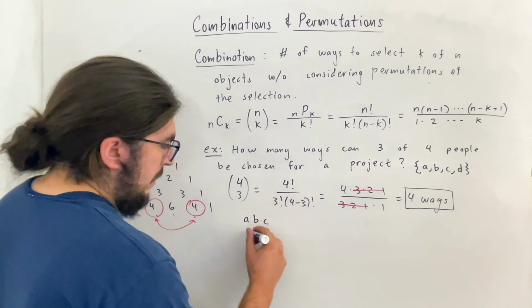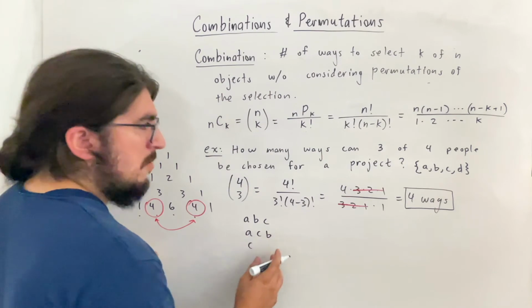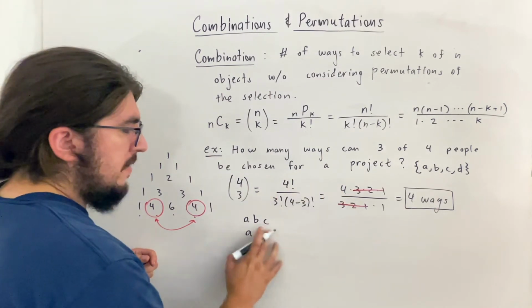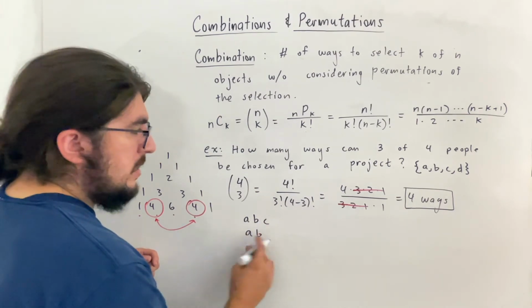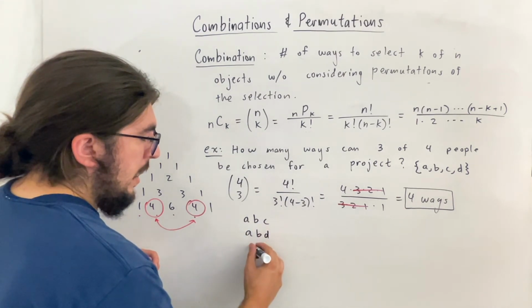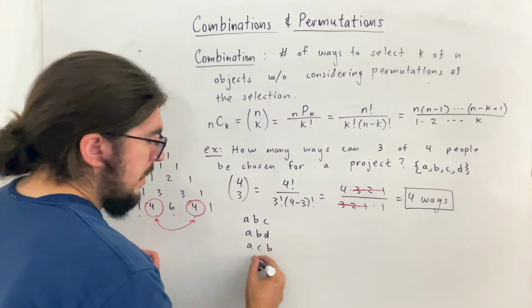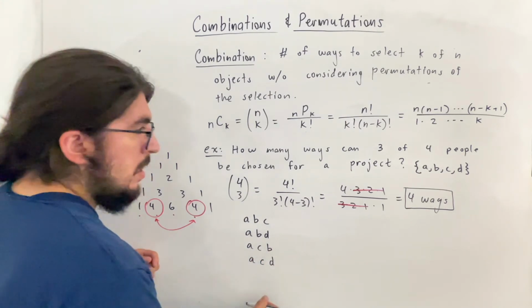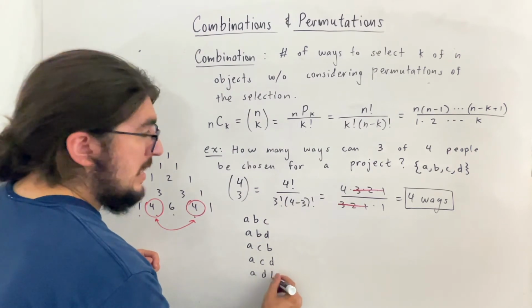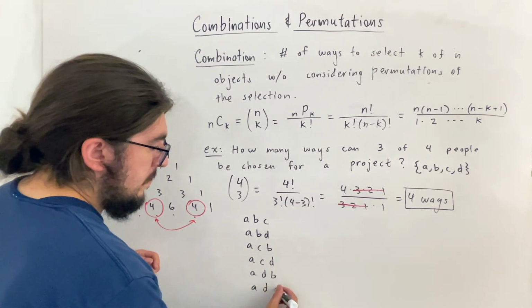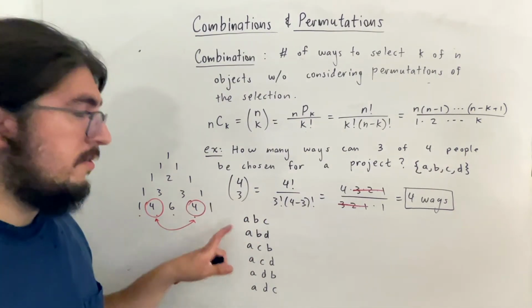So we have ABC, ACB, well, you know what, I like the way we did it before where we have ABs and ACs and so on. Let's do it like that. So starting with A, we have ABC, ABD, and then AC, we have ACB and ACD. And then we have AD, so that's ADB and then ADC. So these are the possibilities when you pick A first.